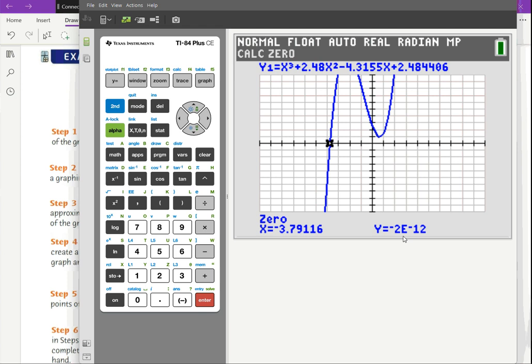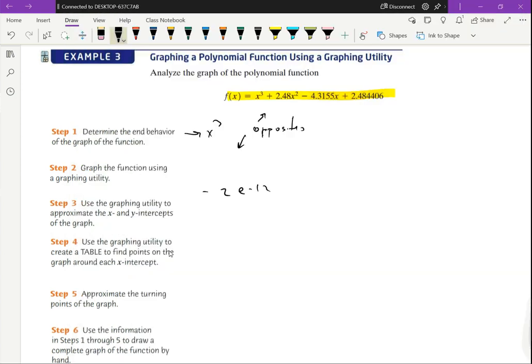Let's see, negative 2e negative 12. So if I take a look back over here, negative 2e negative 12 means I've got negative 2 times 10 to the negative 12 power. When we do scientific notation, if you remember, if we have this item out here, that means move the decimal this number of times. So I'm going to move it to the left 12 places.